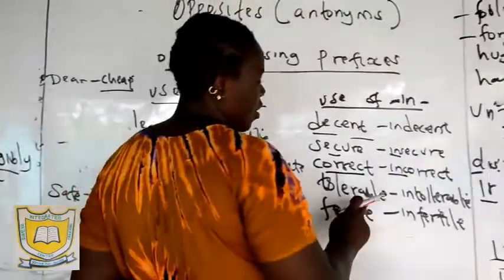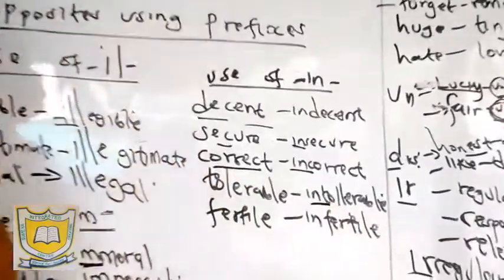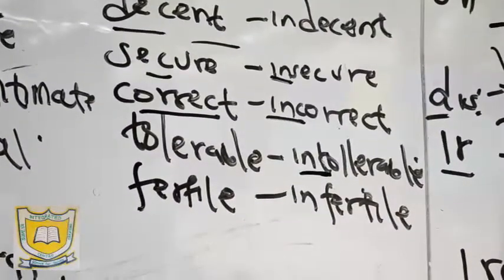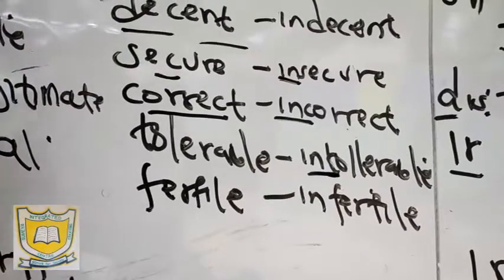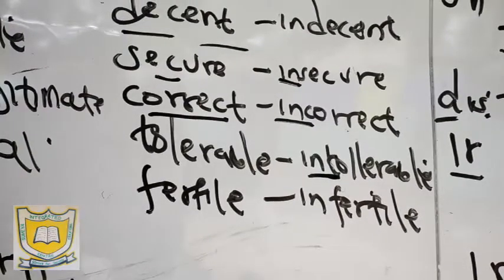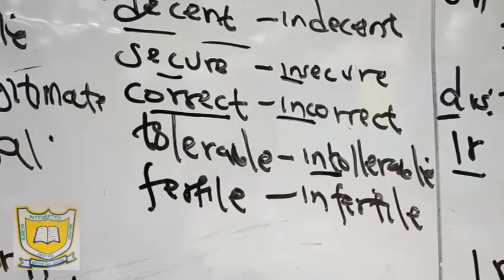Something is tolerable. If it is not tolerable, it is intolerable. Like you can tolerate. What is the phrasal verb of tolerate? To put up with. It means you can put up with whatever that thing is. But if you can't put up with it, we say it is intolerable. You can't stand it.